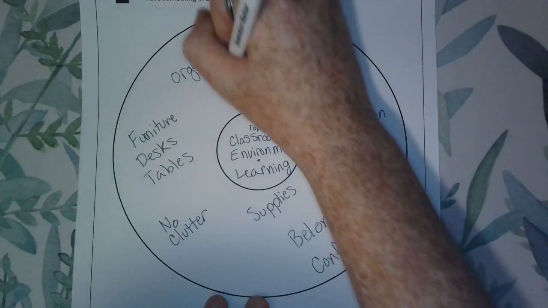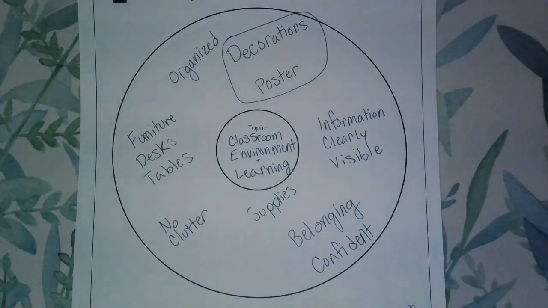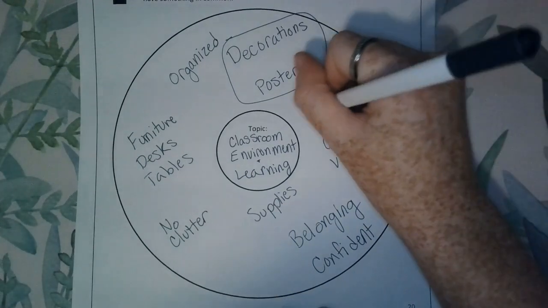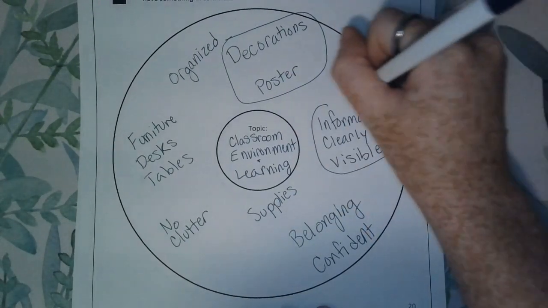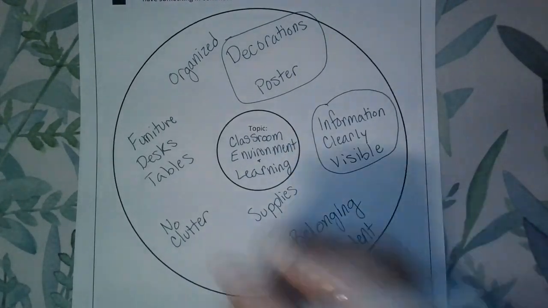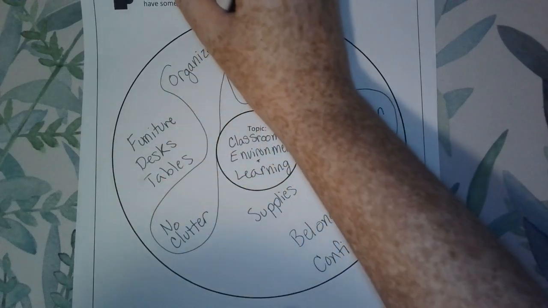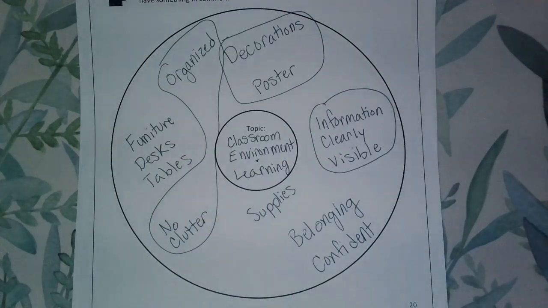Well, I definitely want to talk about maybe decorations and posters. Those are really important to me for discussion. I might also say that there should be helpful information visible because that is going to help students learn. And maybe I'm going to say there should be no clutter and it should be organized. And I want those ideas to go together, so I'm going to circle those together. So that gives me a beginning of my ideas getting together.